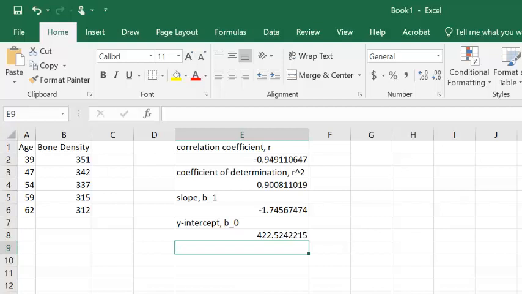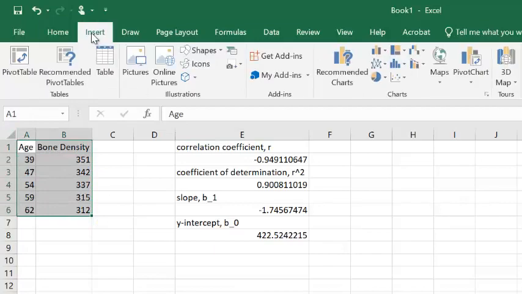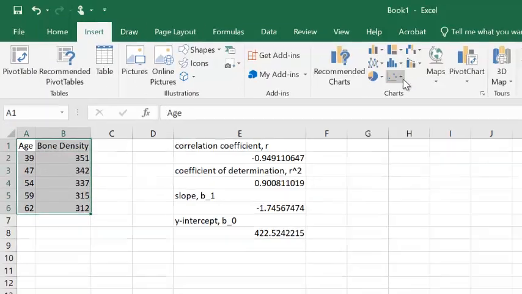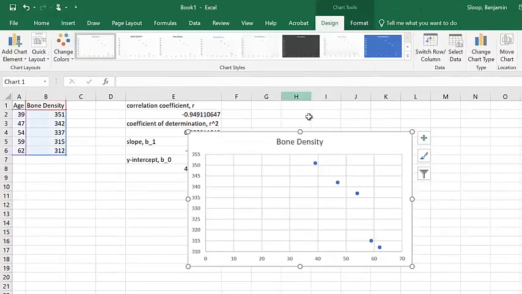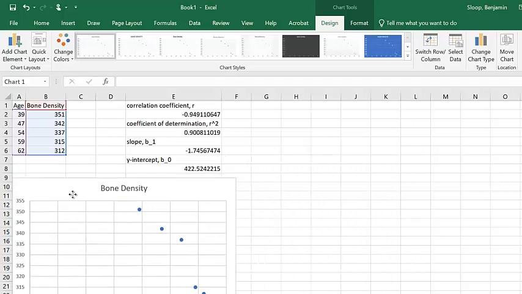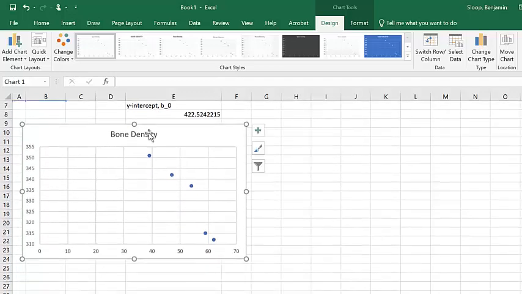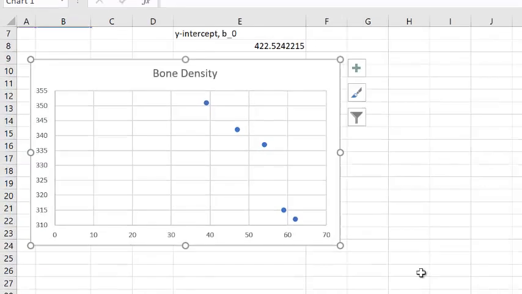Now there's one other way to get all this information at once. If I select my data and I insert a scatter plot. Okay, so I see my scatter plot here, and you're probably not surprised that that correlation coefficient and slope are negative because we have a decreasing trend.